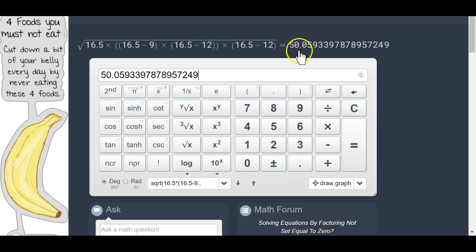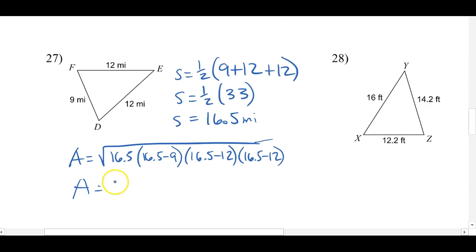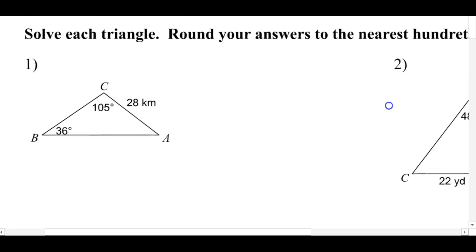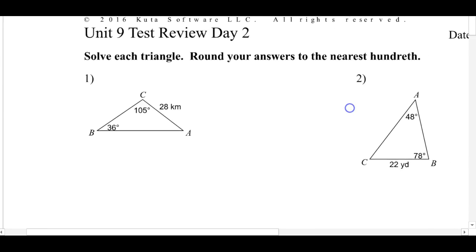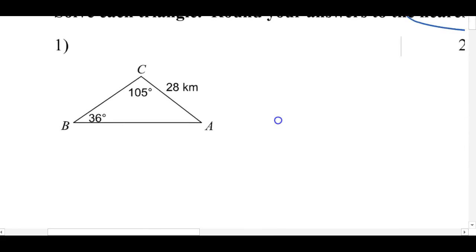Okay, so now we're going to have 50.06. So 50.06, and then look at the units. It's in miles, so miles squared. And again, you're going to do the number 28, the triangle. So for number 1, and just remember, when we get our answers, round to the nearest hundredth. Okay, 2 places after the decimal. Just keep that in mind as we work through this problem.